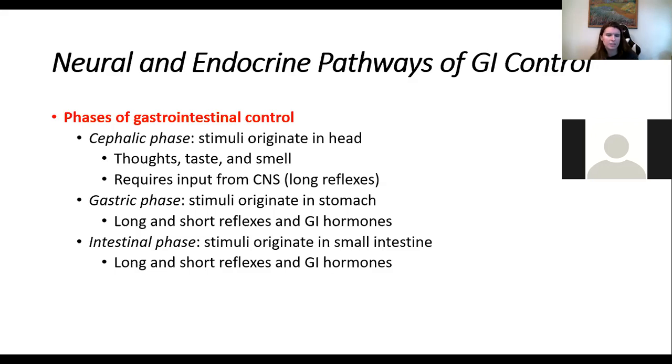You also actually have reflexes that start producing these different enzymes that we need to break down our different types of molecules as you actually taste food, even sometimes as you swallow food. That's going to help kick off some of these nerves to produce different things. Smell also produces a reaction. So those are what we call our long reflexes. If we're seeing secretion in response to any of these stimuli that aren't in the GI tract itself, that's a long reflex.